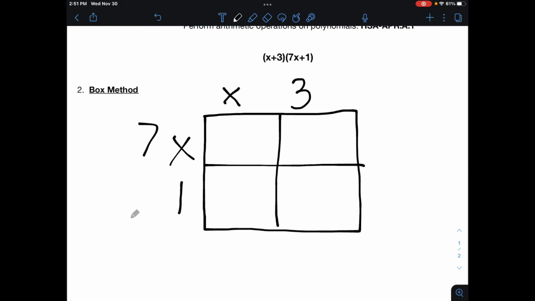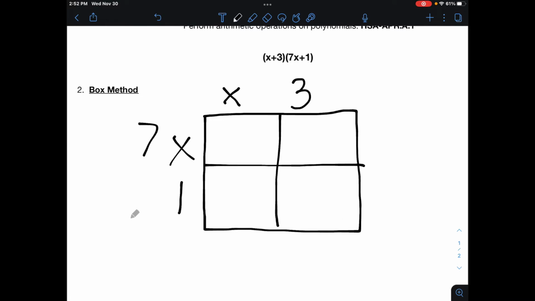Alright amigos, so here we have the second method, which is the box method. And before I get into it, I just want to preface by saying that the first method, the FOIL method, can only be used for binomials. The box method is a little bit more flexible with more polynomials. Okay, so let's go ahead and dive right in.